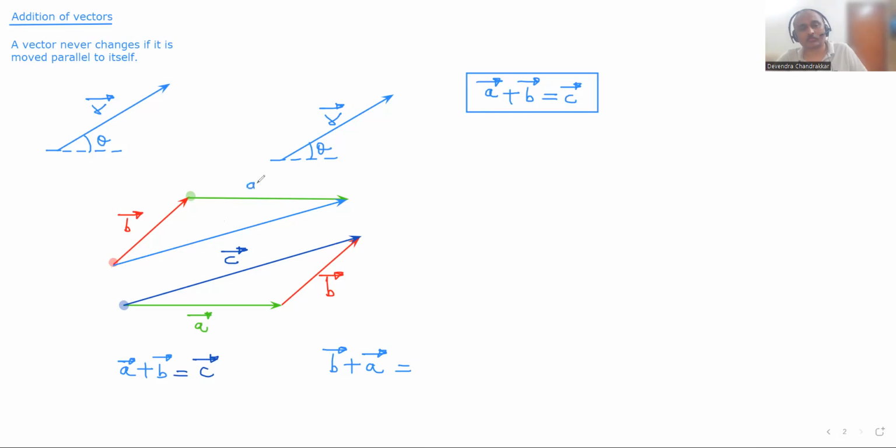Check, yes or no? All of you? Yes, sir. So B plus A is equal to C. Got it? And A plus B is also C. What is this property called, A plus B is equal to B plus A? Commutative property. Very good. This is the commutative property.